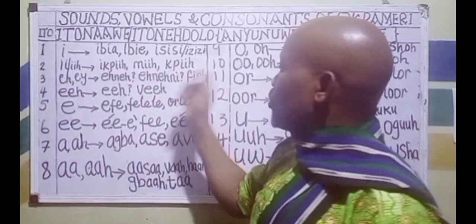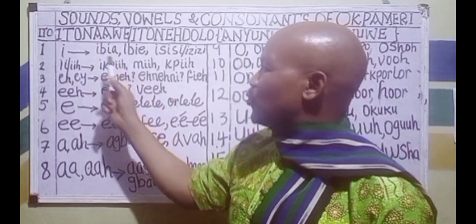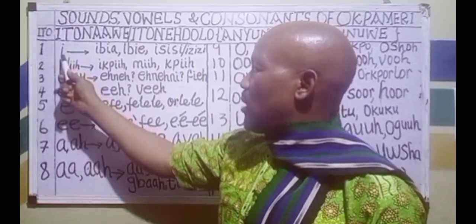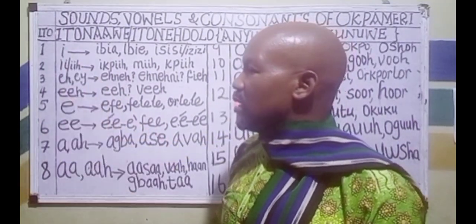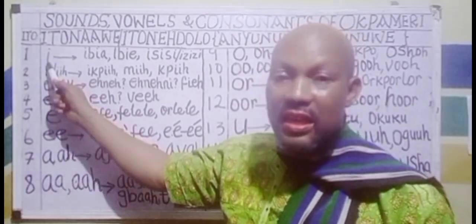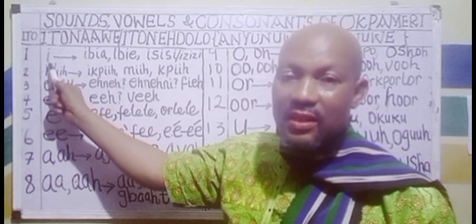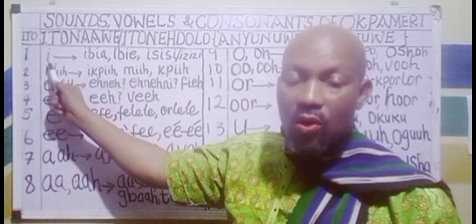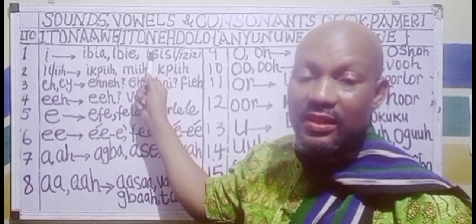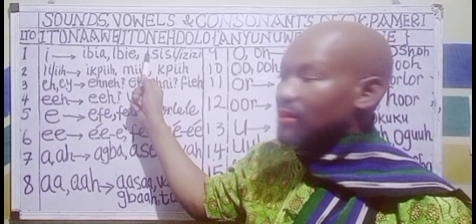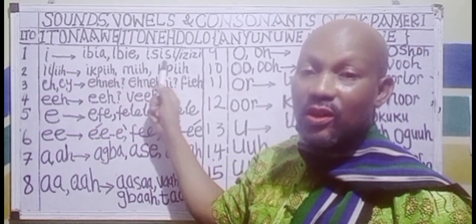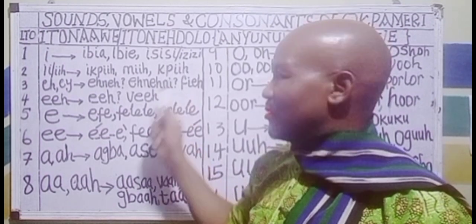Number 1, we do say E. This is the letter for E, as in Ibia or Ibi, and Izizi. Of course, you know that Ibia, Ibie, means children. Izizi means ants.